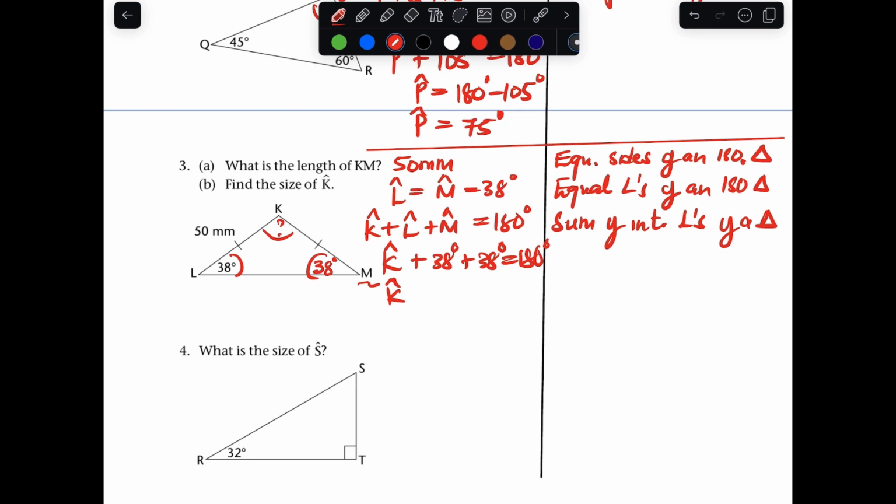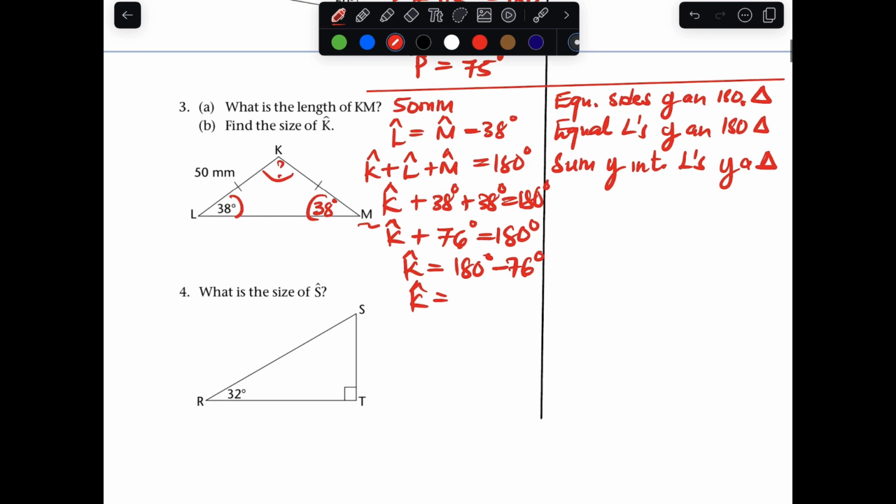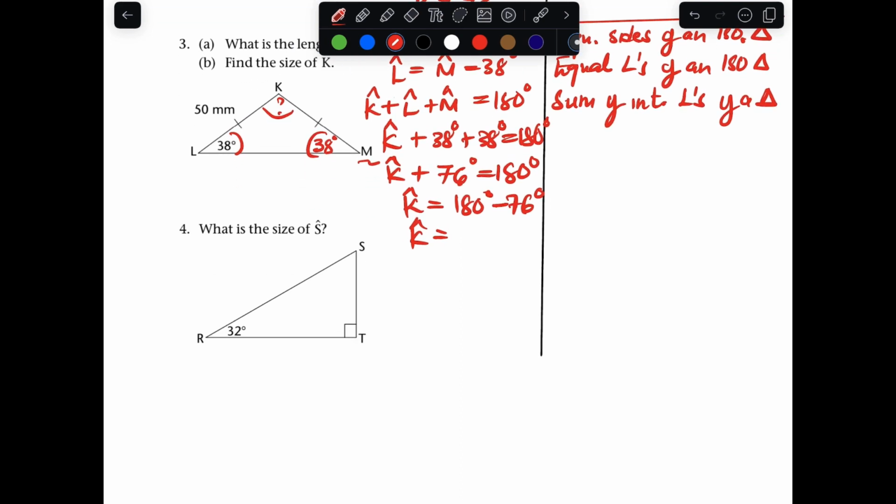So angle K plus 38 plus 38, it's 76 degrees, equal to 180. So we transpose: angle K is equal to 180 minus 76. Angle K will be equivalent to 104 degrees. So this angle is 104, right? So let's go to the fourth question.